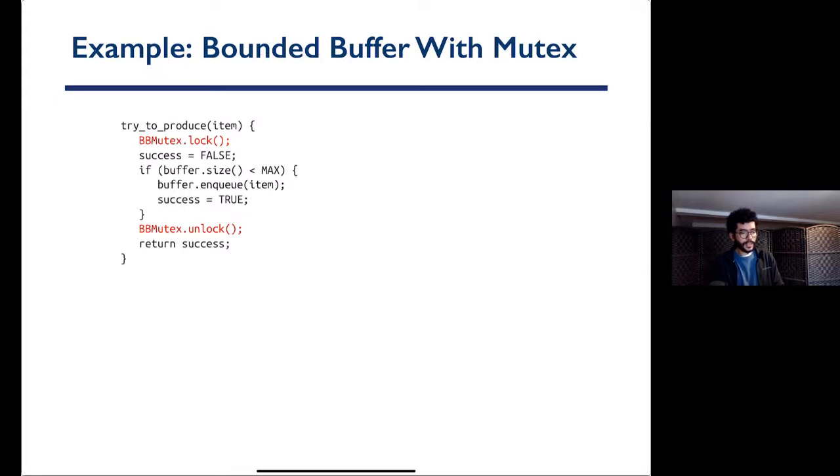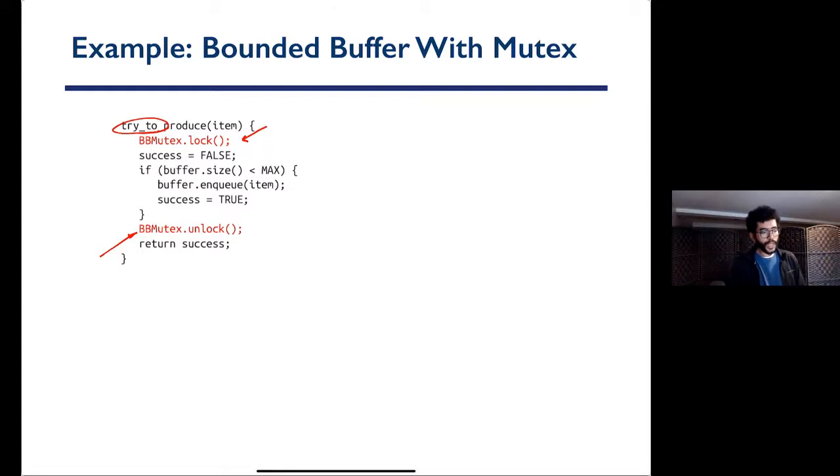Here is how you can write the producer function. So note here that I'm putting try to produce, not produce, but I will talk about why it's try to produce. So as I said, we're going to lock the mutex at the beginning and unlock it at the end. So that's the first thing I want you to note. I'm putting the mutexes at the beginning and the end of my function.